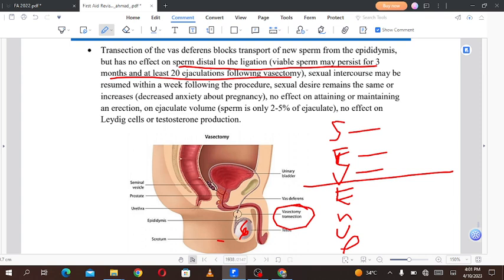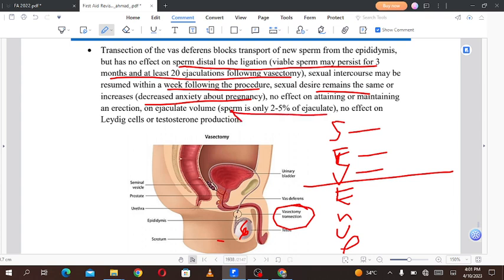Sexual intercourse may be resumed within a week following the procedure. Sexual desire remains the same or increases because there is decreased anxiety about pregnancy. No effect on attaining and maintaining an erection. On ejaculate volume, sperm is only 2 to 5% of the ejaculate.